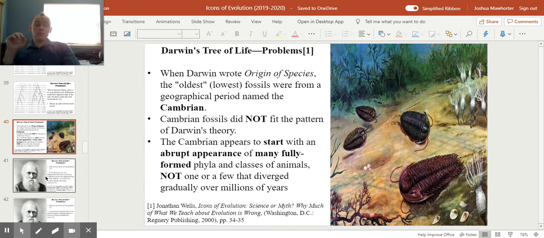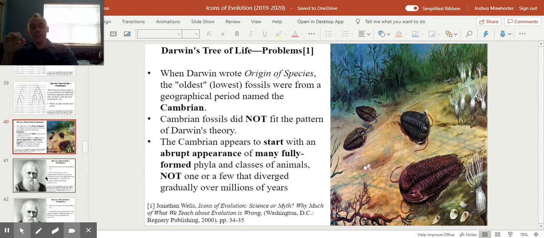When Darwin wrote Origin of Species, the oldest fossils, that is the lowest fossils, they assume it's the oldest because it's the lowest. Makes some sense, but there are problems with it, because just something's being lower, buried underground, does not necessarily mean by definition it's old. But that is how you can arrive at that conclusion. But you have to be careful. You can't say that that's the case necessarily.